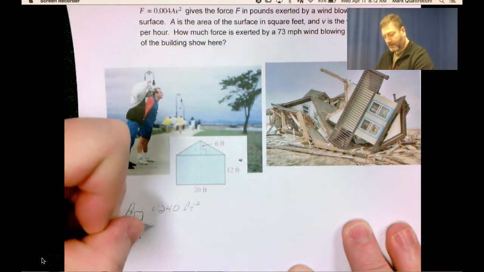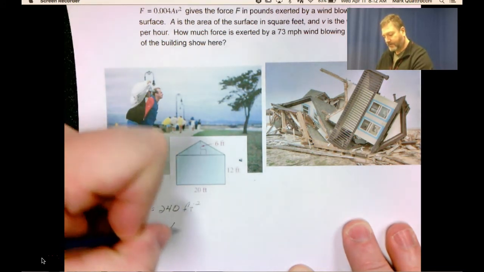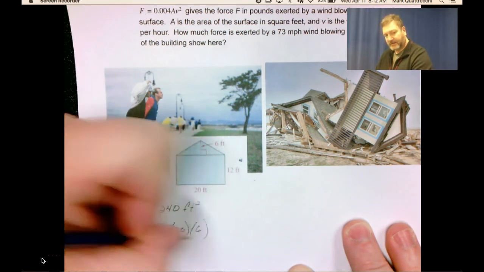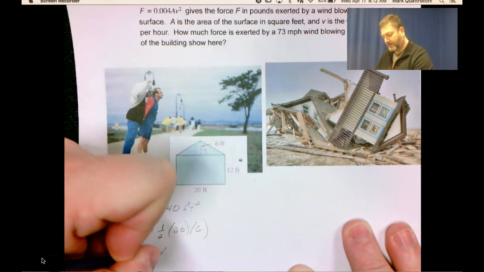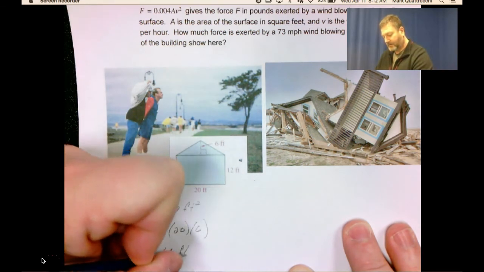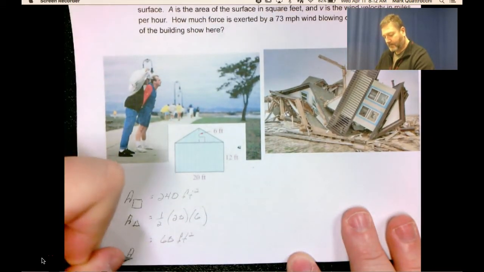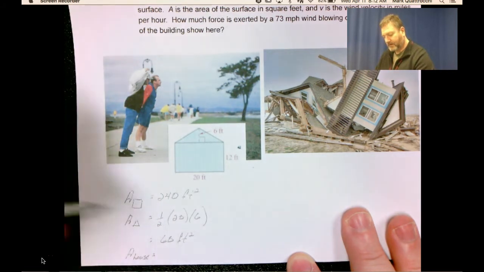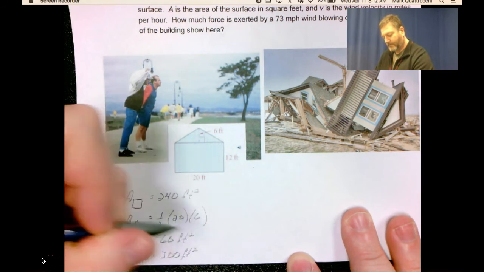Area of the triangle is again 1/2 base times height. 1/2, base is 20, the height is 6, giving me an area of 60 square feet. The area of the house then is equal to 300 square feet.